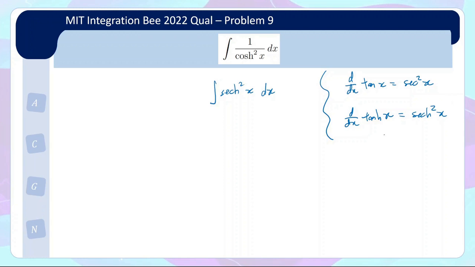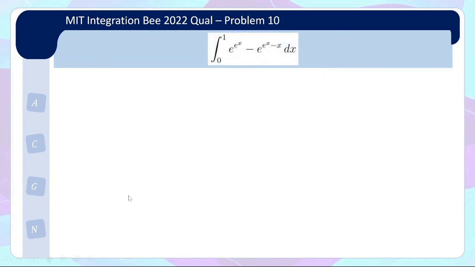So either you already know this identity or you can directly try to differentiate this and find what it becomes, and you'll realize that yes, indeed it is hyperbolic secant squared. So really the answer to this is just hyperbolic tangent x plus c. So either you know this identity or you can try and guess from ordinary trigo. So that's all to problem 9. Really short one all of a sudden. Let us take a look at the last problem we covered today. Really interesting. If you'd like to give it a go, feel free to pause the video.